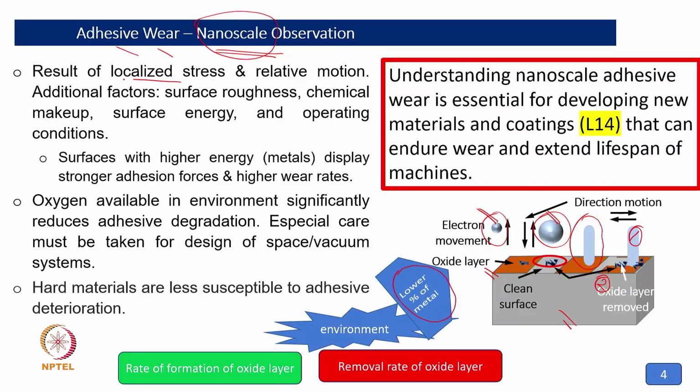Here, the results of the localized stresses, because we know that there will be asperities on the surface, and because of the stress they will go almost 6 to 7 times, and then the cold junction that happens needs to get ruptured because of the relative motion. Initially we used the word only the load, but we know the surface roughness is affecting a lot. If there is an oxide layer formation or some sort of chemical, then we need to think about the chemical makeup. A few materials are more prone, naturally they have more surface energy, and there are operating parameters like temperature and humidity that need to be considered.